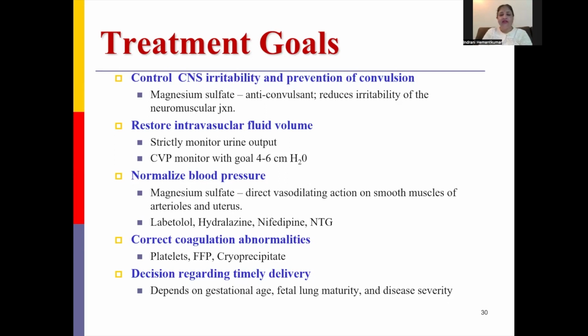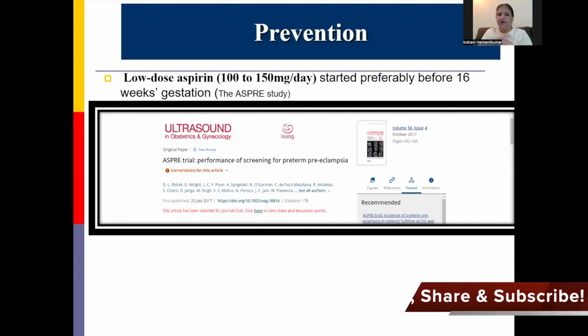You have to correct the coagulation by giving platelets, FFP, cryo, and also take a decision regarding the timely delivery, and that will depend upon the gestational age, fetal lung maturity, and the severity of the disease. As I said, there are some prediction tools. You can use those prediction tools and think about the delivery.